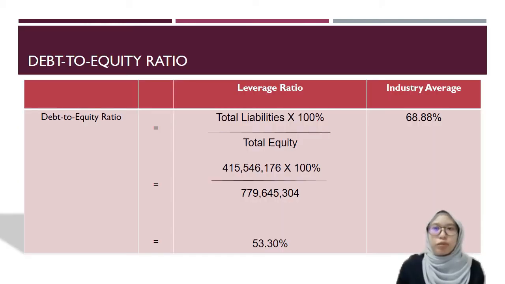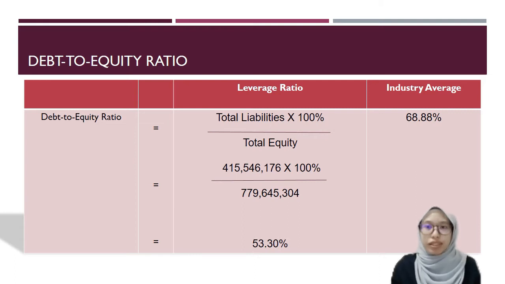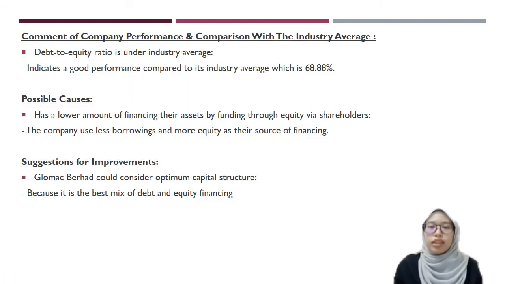On to the debt to equity ratio. For debt to equity ratio, as we can see, the debt to equity ratio of Glomac Berhad is 53.30% compared to its industry average of 68.88%. This shows that the company is using more equity in financing its asset, and it means that Glomac Berhad has not been aggressive in financing its growth with debt.